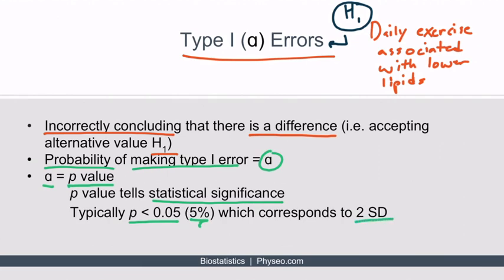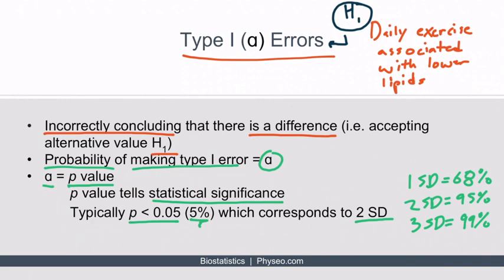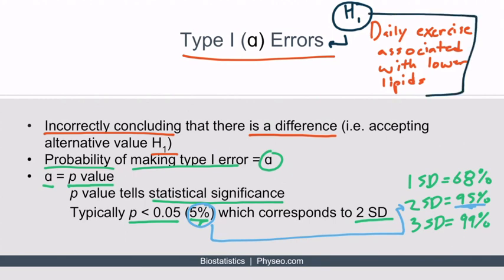Recall from section 1 that 1 standard deviation means that 68% of your data will fall within 1 standard deviation, while 2 standard deviations mean that 95% of your data will fall within 2 standard deviations. And 3 standard deviations indicates that 99% of your data will fall within 3 standard deviations. So when you think of this p-value of less than 5%, you should be thinking about 2 standard deviations, which is 95%.